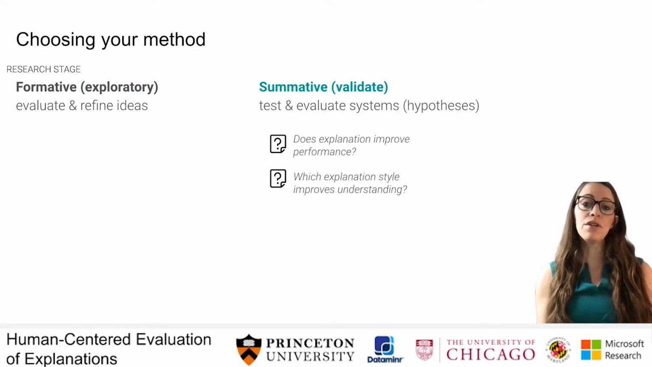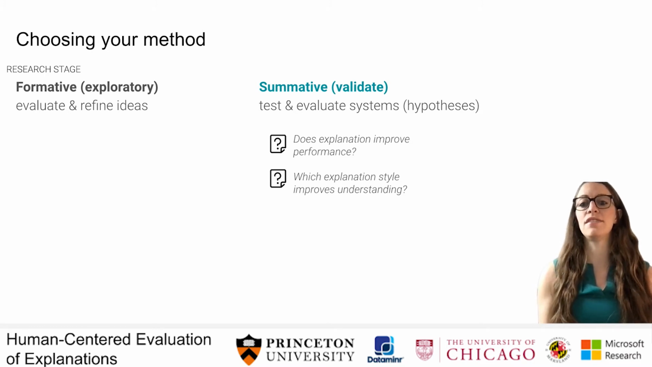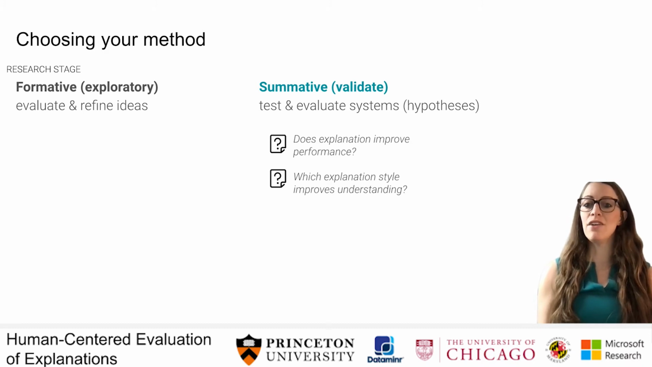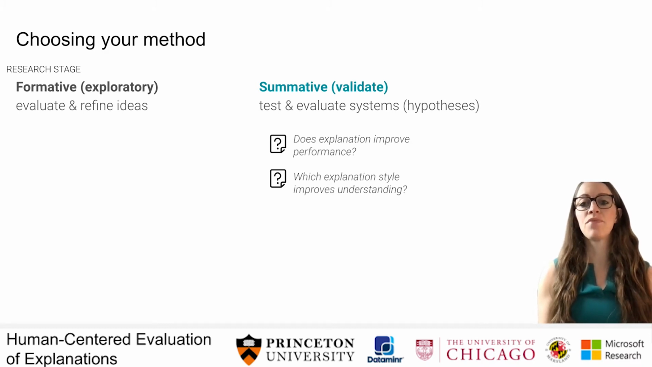Summative or empirical research is used to validate systems and test hypotheses. It's appropriate for later stage research to answer questions such as, does explanation improve performance, or which explanation style improves understanding? Here you might use a controlled lab experiment where you compare explanation alternatives, or a field study where you observe people using your system in an actual environment.